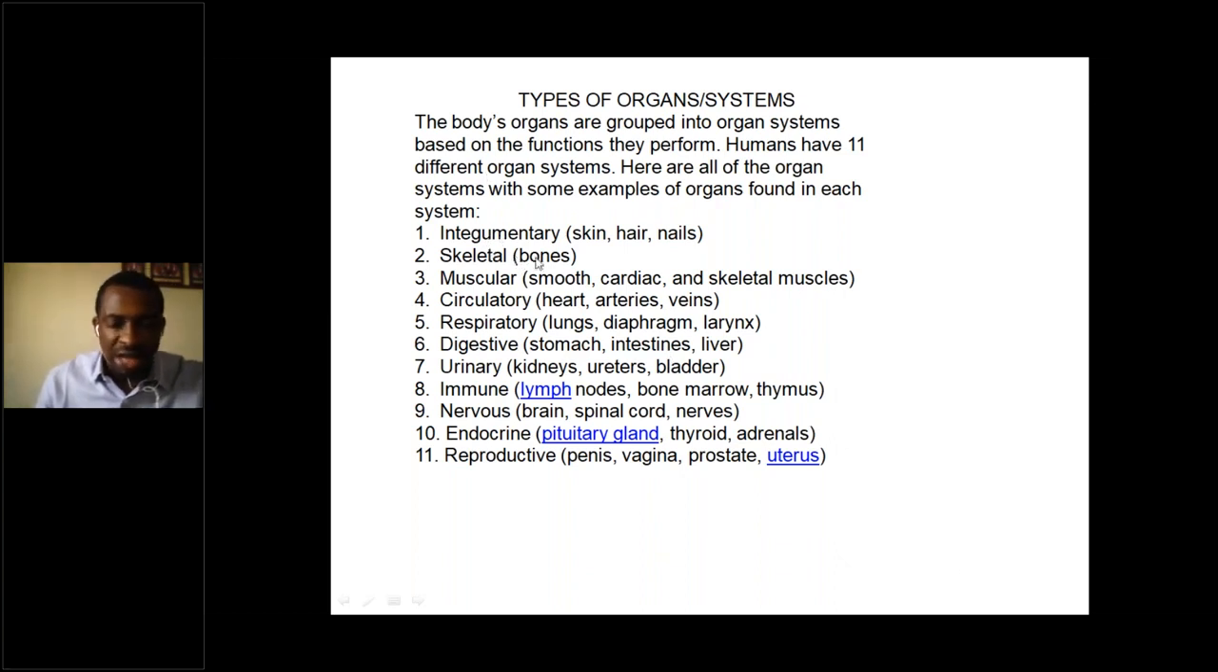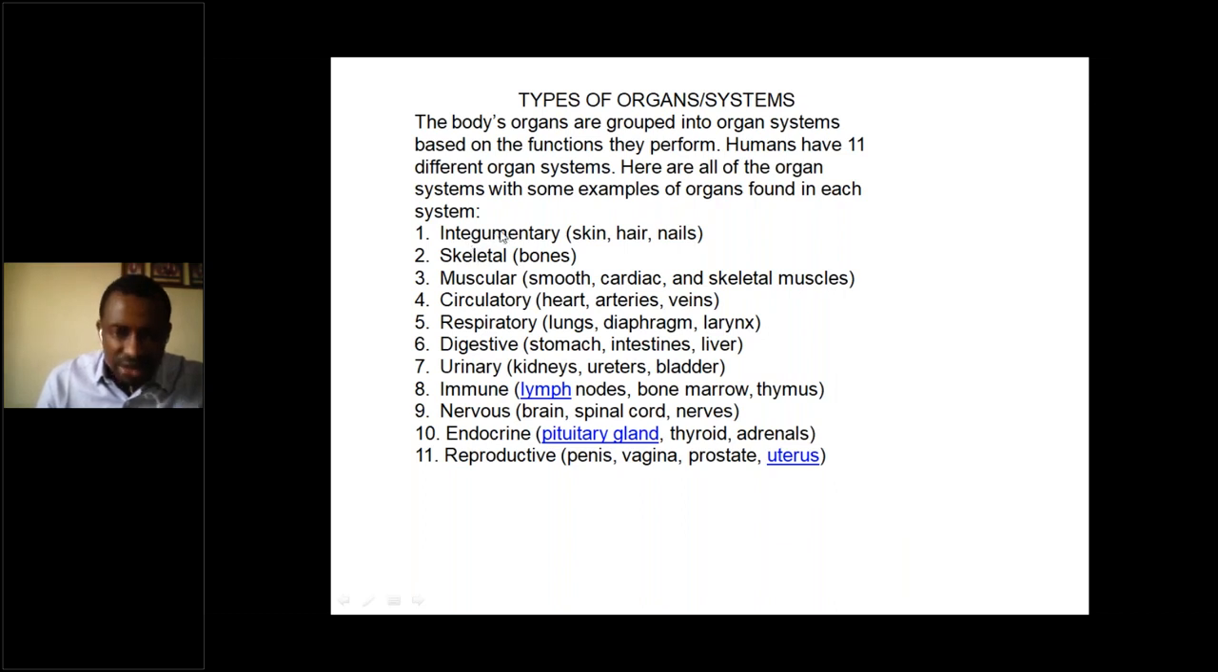So we have the integumentary organ system, that's the skin, the hair, the nails. We have the skeletal, that's where you have the bones, the muscular. We have the smooth muscle, the cardiac muscle, and the skeletal muscle. We have the circulatory. Under the circulatory, the organs that are there: the heart, the arteries, the veins. So these in brackets are the organs that are in the system.